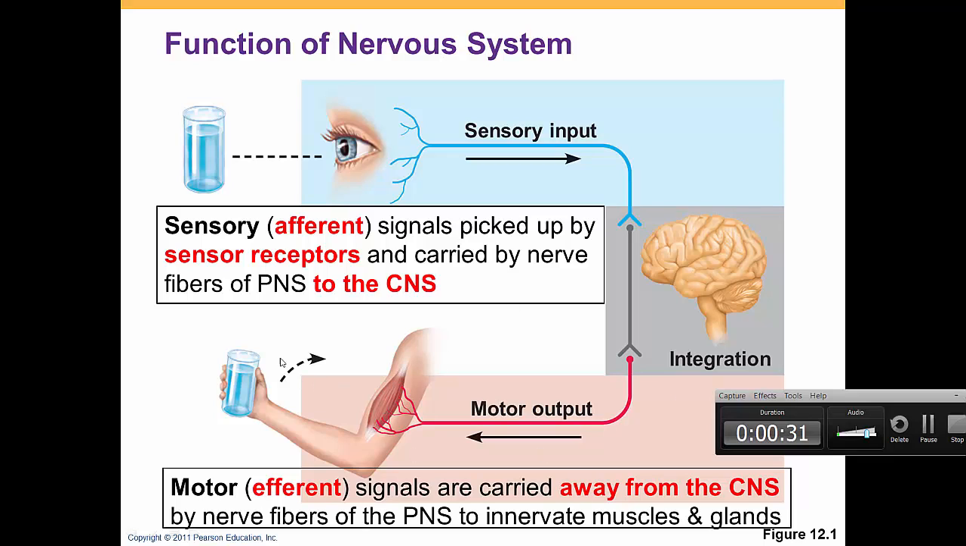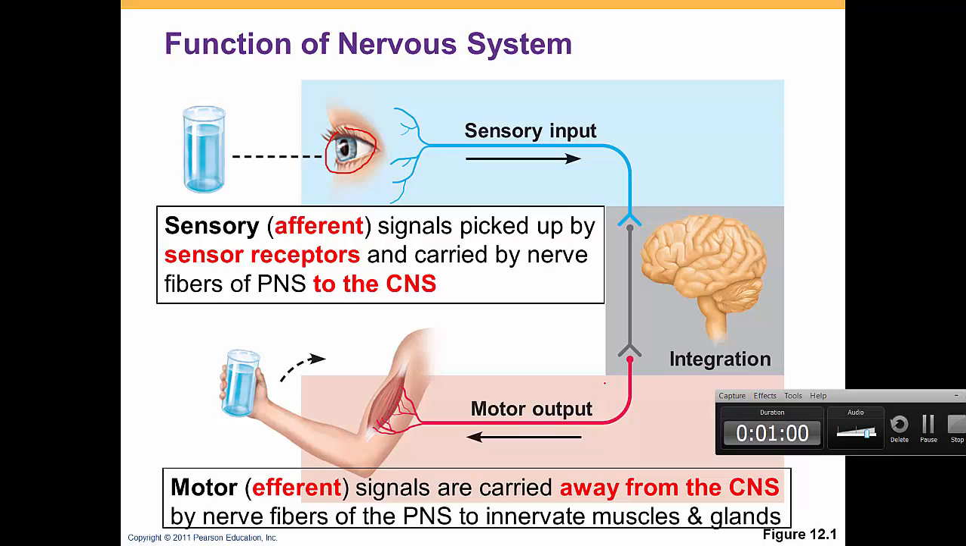The first component of the nervous system are the sensory receptors. Here is an example. In the eye, we have sensory receptors that can receive visual stimuli. Then the sensory input travels on a sensory neuron to the brain. The brain does integration. So you see water and you're thirsty. The brain knows that you're thirsty.